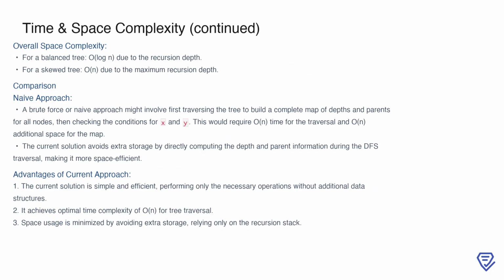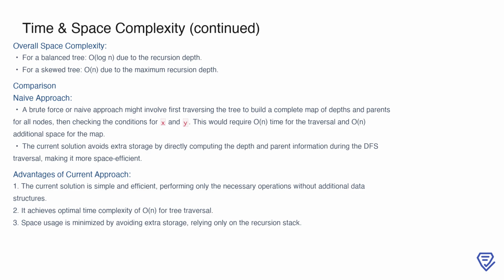To summarize the overall space complexity, we can see that it varies depending on the structure of the tree. For a balanced tree, the recursion depth is log n, so the space complexity is log n. However, for a skewed tree, where the nodes form essentially a straight line, the recursion depth reaches n, resulting in a space complexity of n.